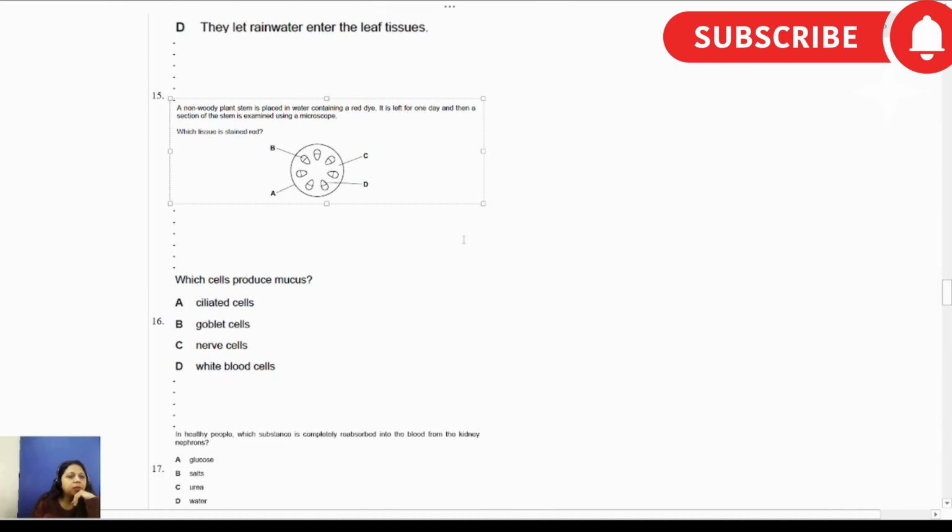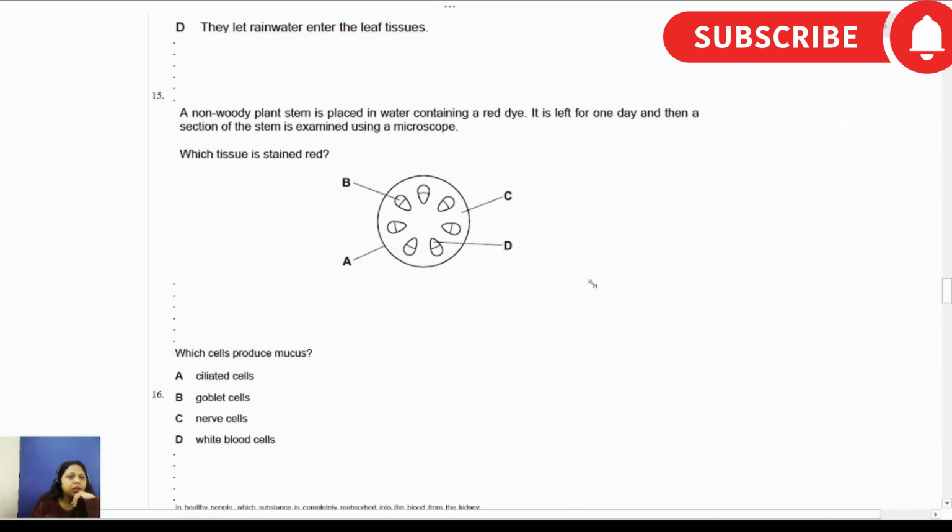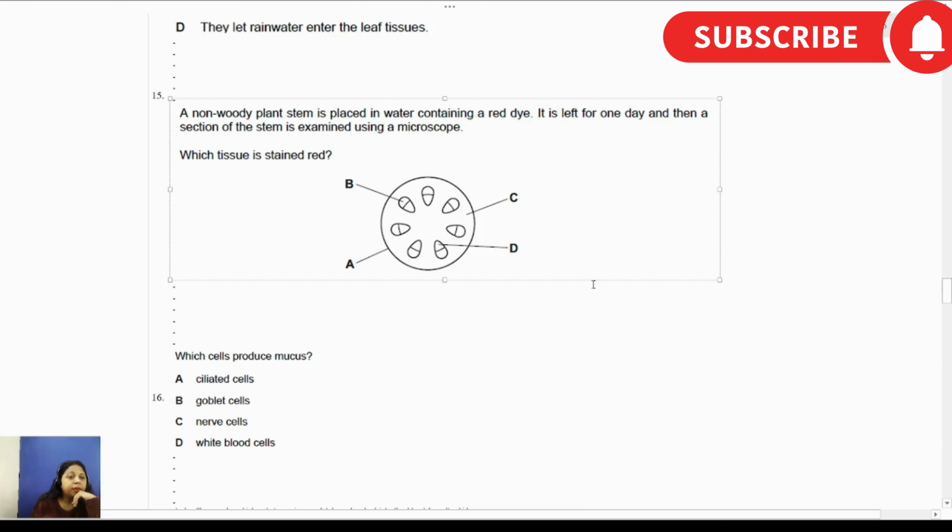Okay, now this is a non-woody plant stem and it has been dyed red. So which part is going to take up the red dye? Xylem, right? Which part is xylem? C is cortex. What is present inside, xylem or phloem? Xylem. So it would be D.